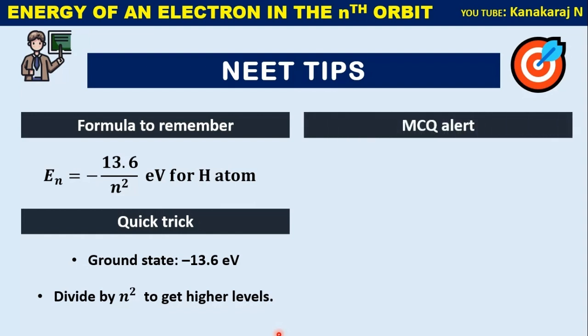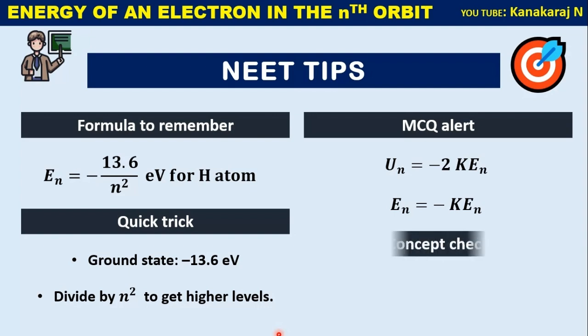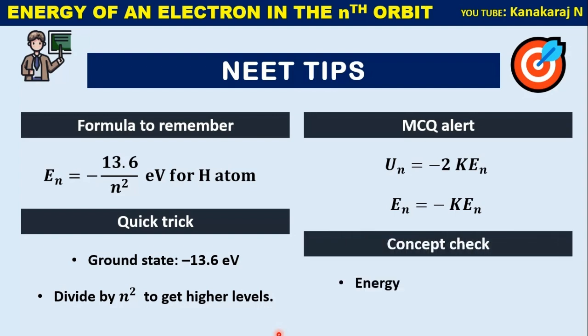MCQ alert. Epsilon n equals minus 2 times KEN. This is the relation between potential energy and kinetic energy. And here is the relation between total energy and kinetic energy: En equals minus KEN. Concept check: energy levels get closer as N increases.